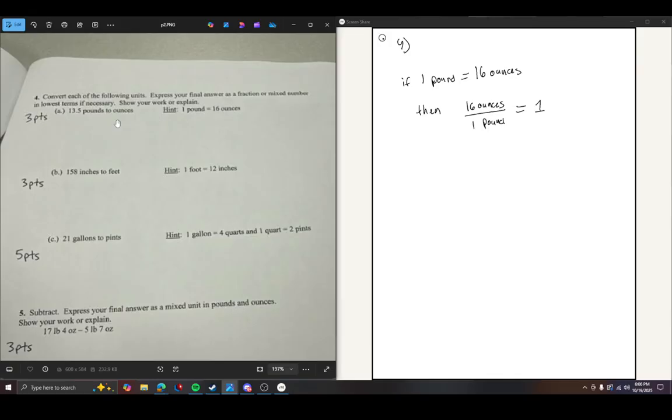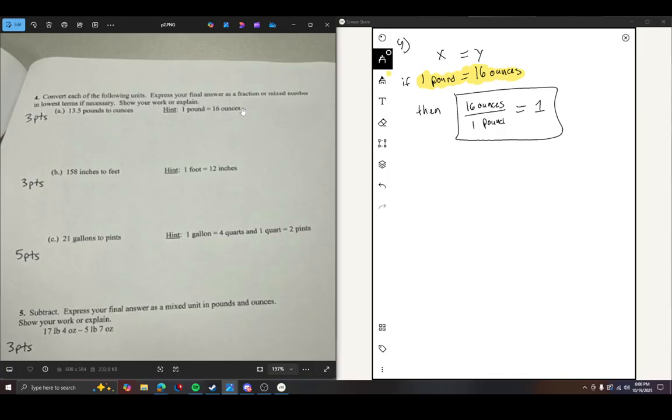So 13.5 pounds to ounces. And it gives you the conversion: 1 pound is 16 ounces. So when you think about this relationship, they give you 1 pound is equal to 16 ounces. What that's equivalently saying is, you could divide 16 ounces by 1 pound. Since x is equal to y, that means they're the same value.